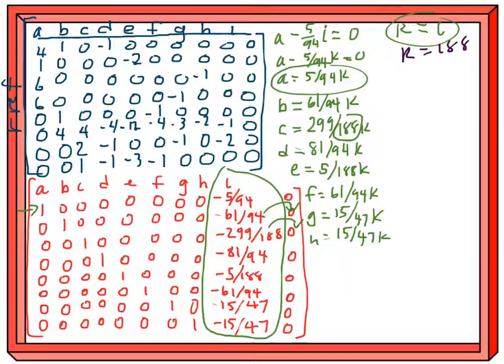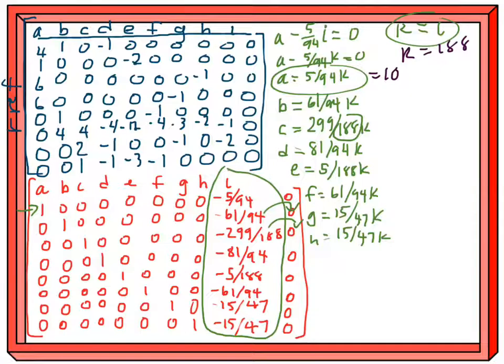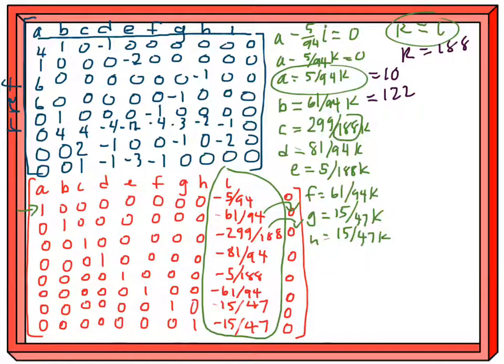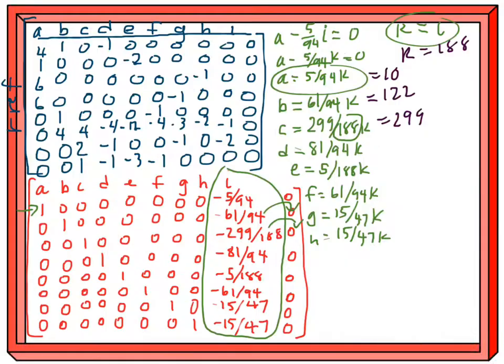Okay, so for A, 5/94 times 188, the 94 goes into 188 twice, so leaving 5 times 2 is 10. So my A value is 10. So I have 10 of those. Okay, for my B value, 94 and 188 will cancel, leaving 2. 2 times 61 is 122. So my B value is 122. C value, the 188 will just totally cancel, leaving me with 299 of these C's. Could you imagine trying to find that by guessing and checking? 299.